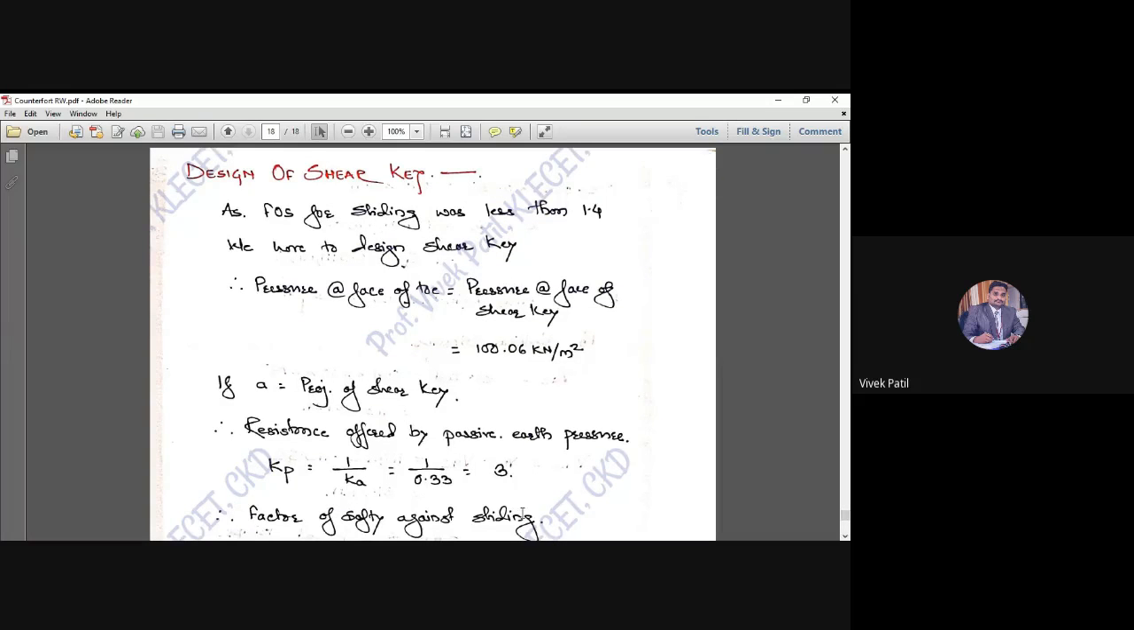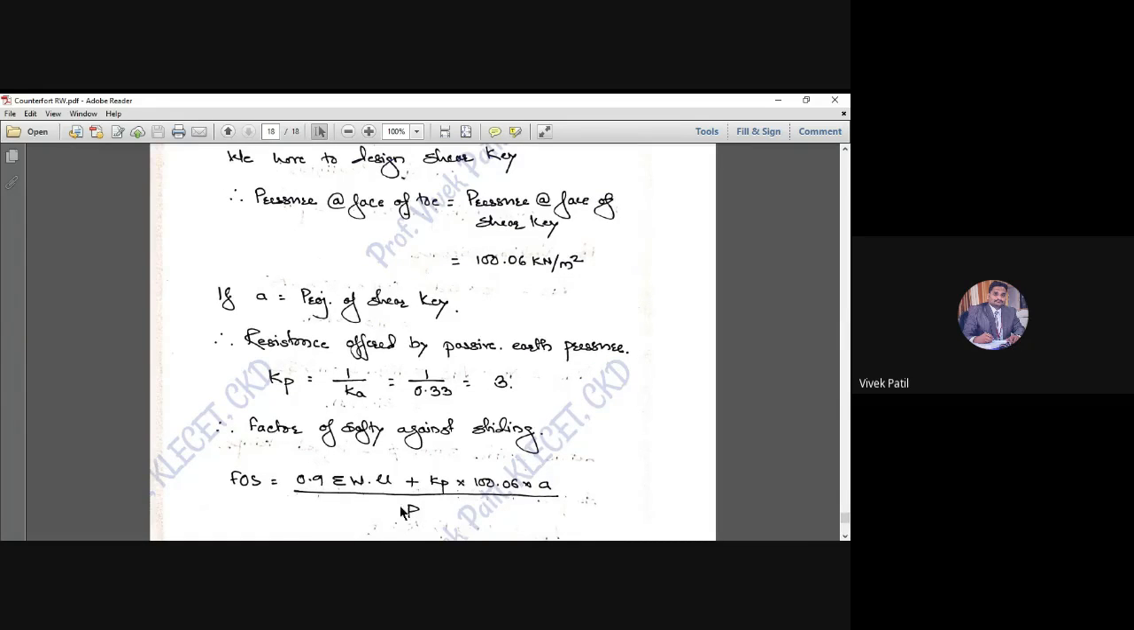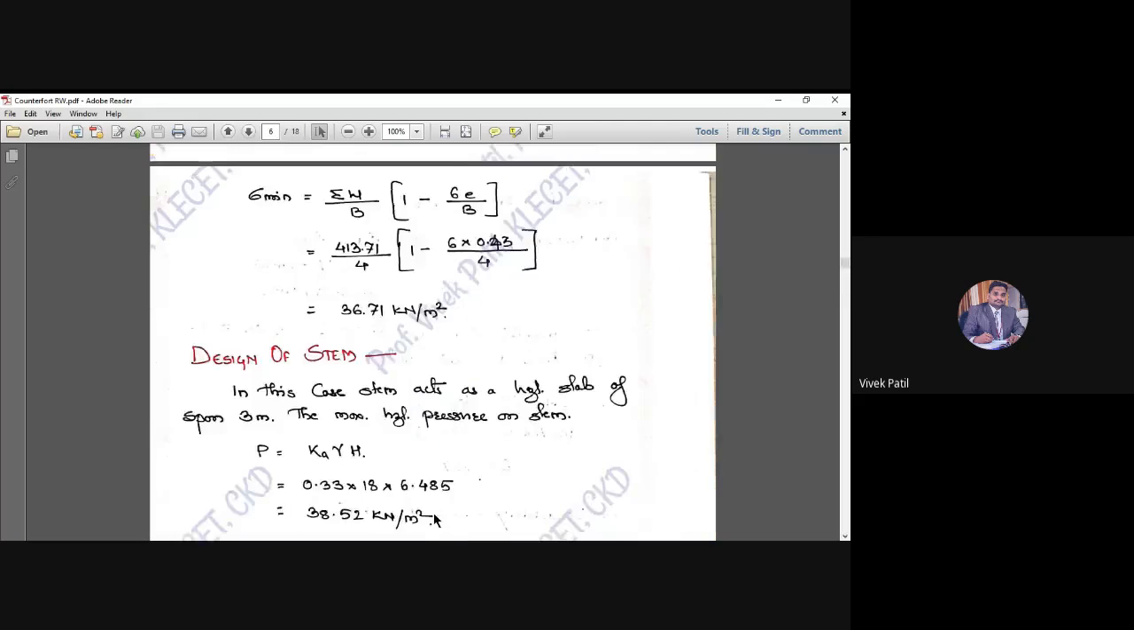Then the factor of safety against sliding should not be less than 1.4. So for that, 0.9 into summation of load into mu plus Kp into 100.06 into A, divided by horizontal thrust P. These are the downward loads, and P is the horizontal load. We calculated it while checking for sliding, at the initial part.